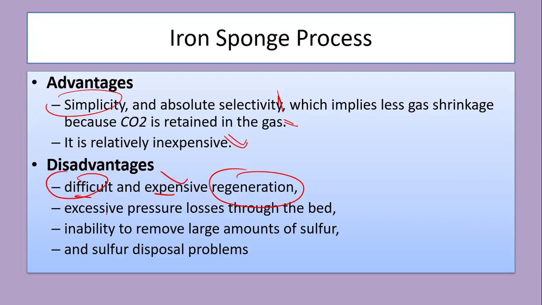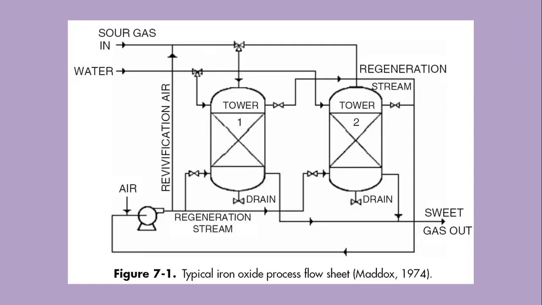The second disadvantage is excessive pressure loss through the bed because of the solid bed process. The inability to remove a large amount of sulfur is the third disadvantage, and sulfur disposal problems are the fourth disadvantage of the iron sponge process. Now let's look at the process flow diagram.